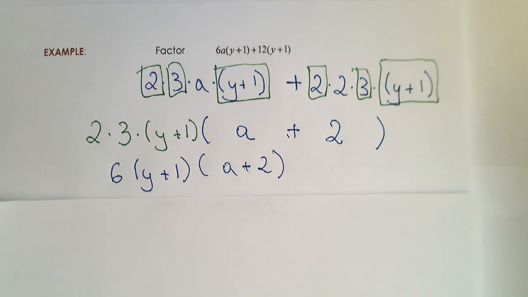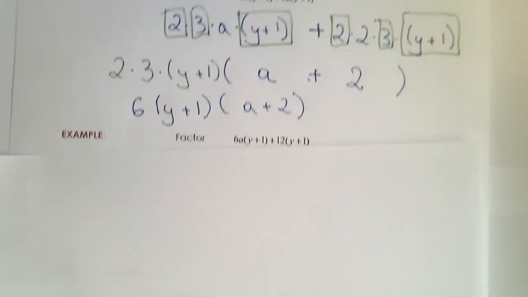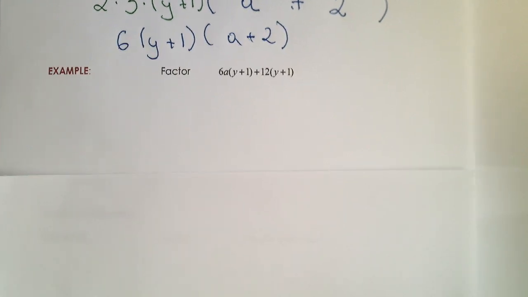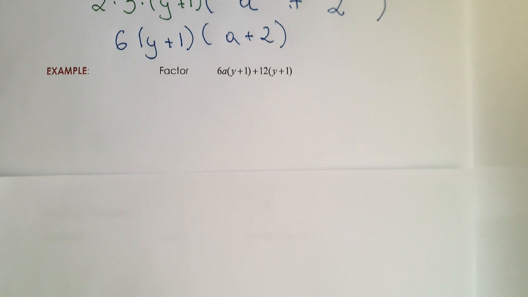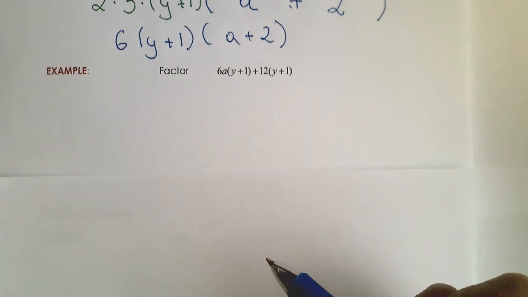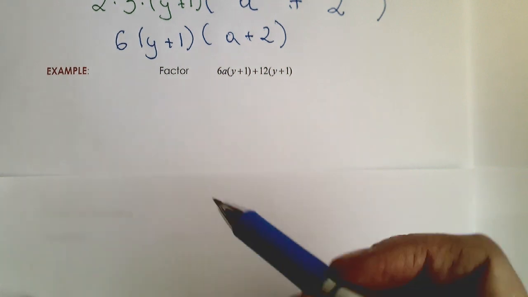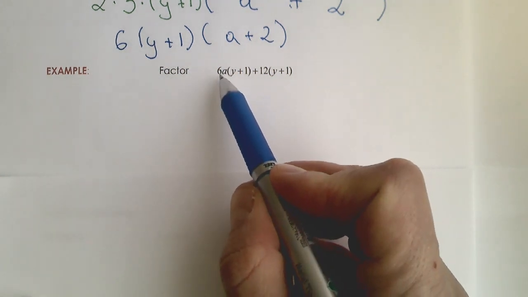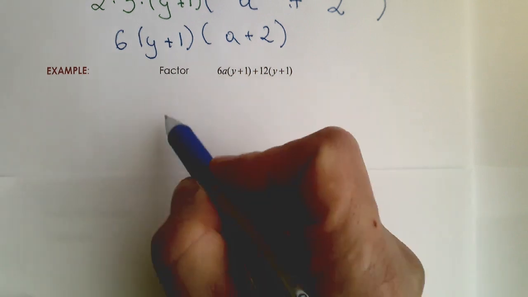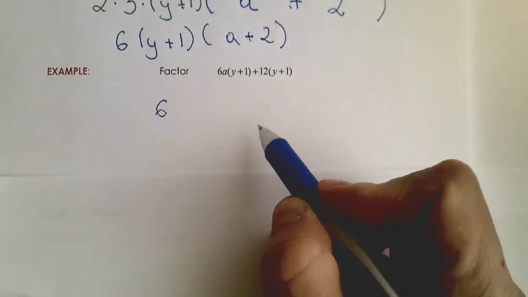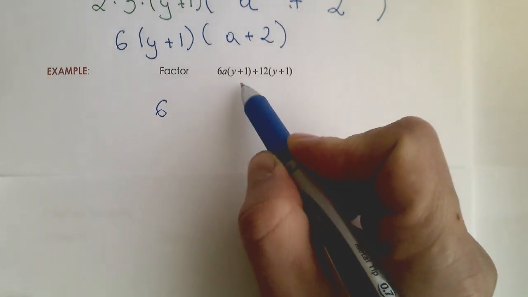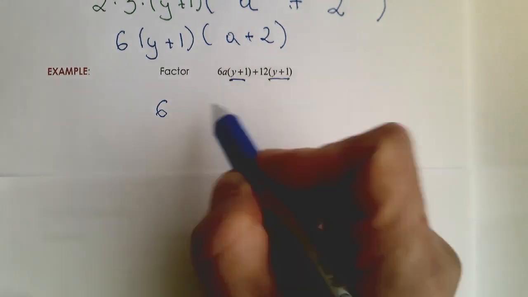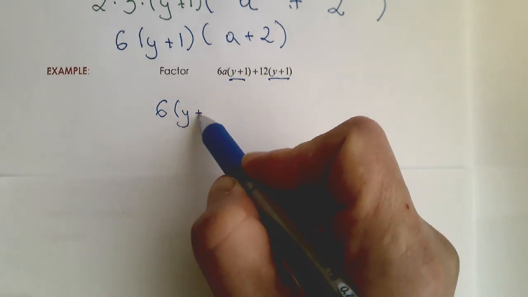All right, so how would you apply a shortcut? A shortcut, of course, will be done after you've practiced this a little more. You've spent more time on practicing this. Okay, so first thing would be to factor 6 and 12. So you know that the greatest factor will be 6. Then you will look for the other common factor in these two terms. So this one and this one. So we'll write y plus 1.